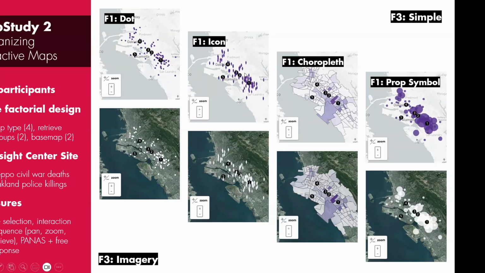In the individual, we looked at both just a regular dot and a pictorial icon of a human body, with the hypothesis that that pictorial icon would draw more empathetic response to this mapped information.